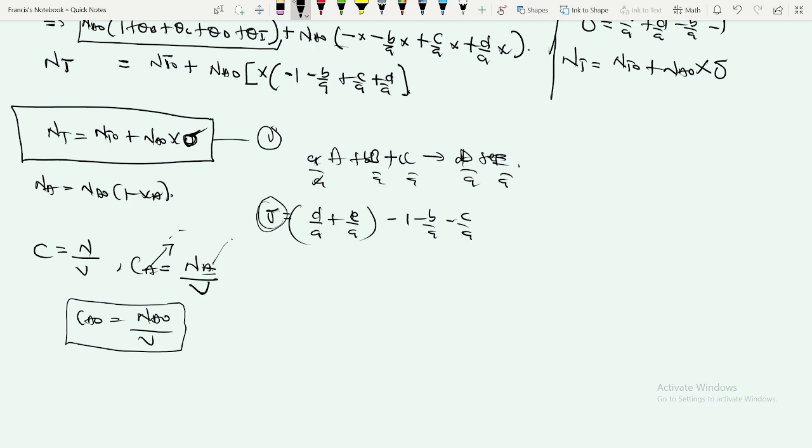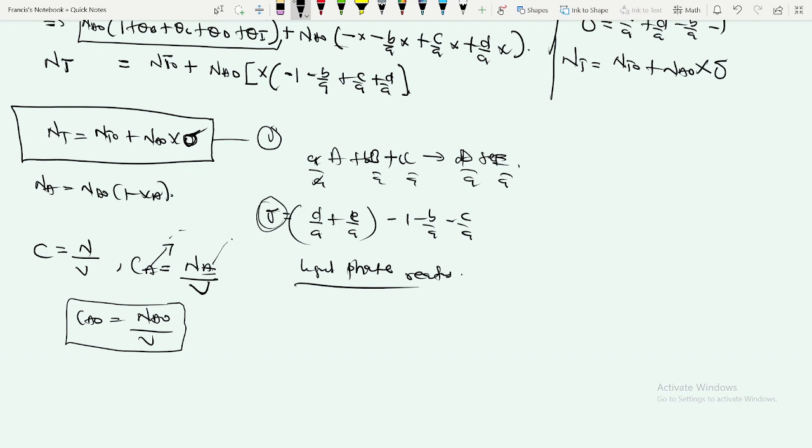And next video will be solving more questions on the batch reactor before we even proceed to our continuous flow reactors. So we can go ahead and derive certain things here. So we have liquid phase reactions, and then we have gas phase reactions.